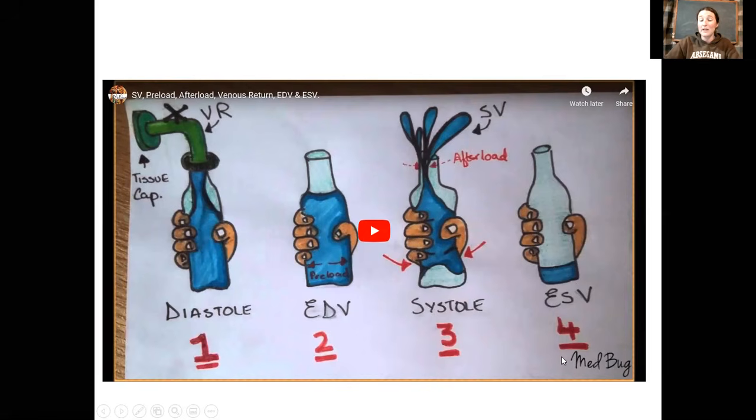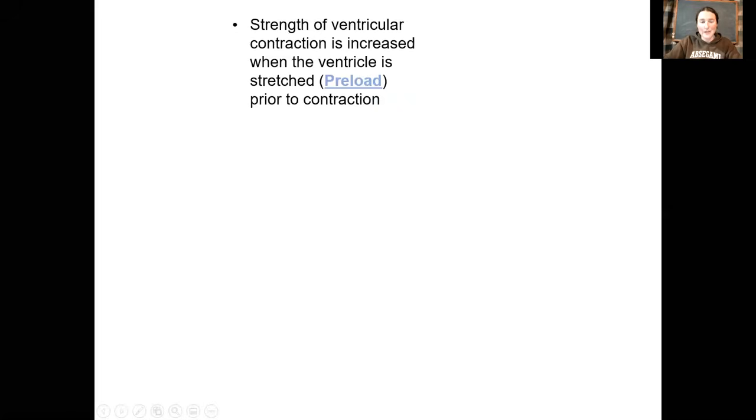Okay, so for a lecture exam, you should be prepared to relate venous return, diastole, EDV, preload, systole, afterload, stroke volume, and ESV. So let's talk about these a little bit more so that you have a better understanding.